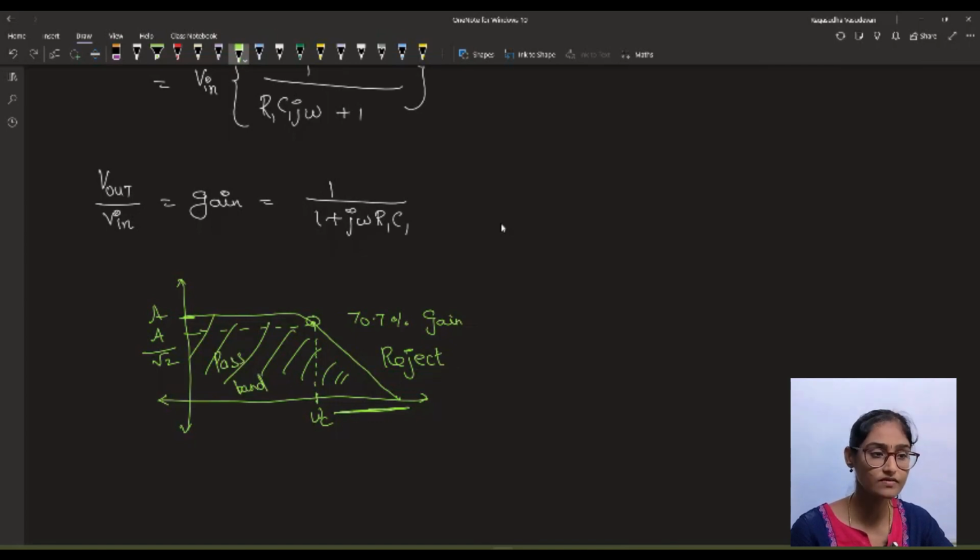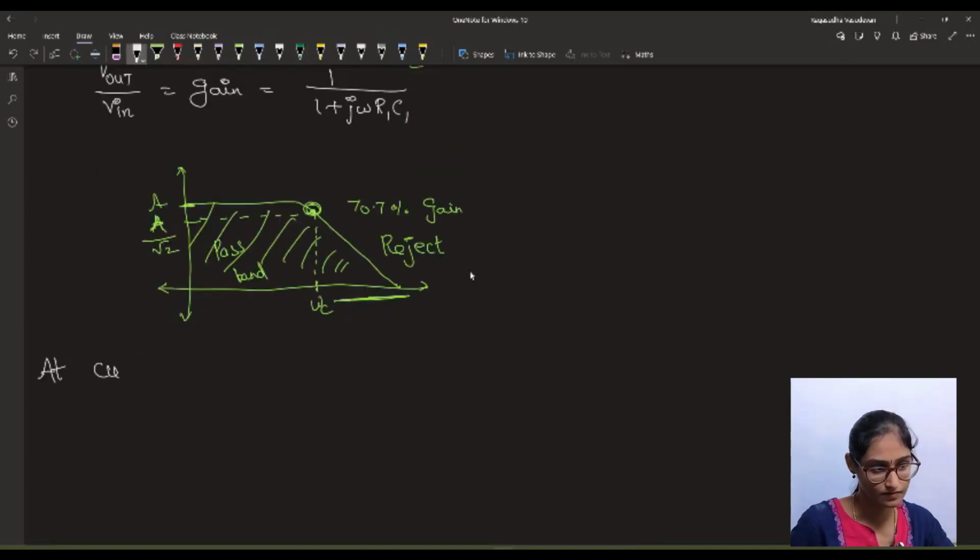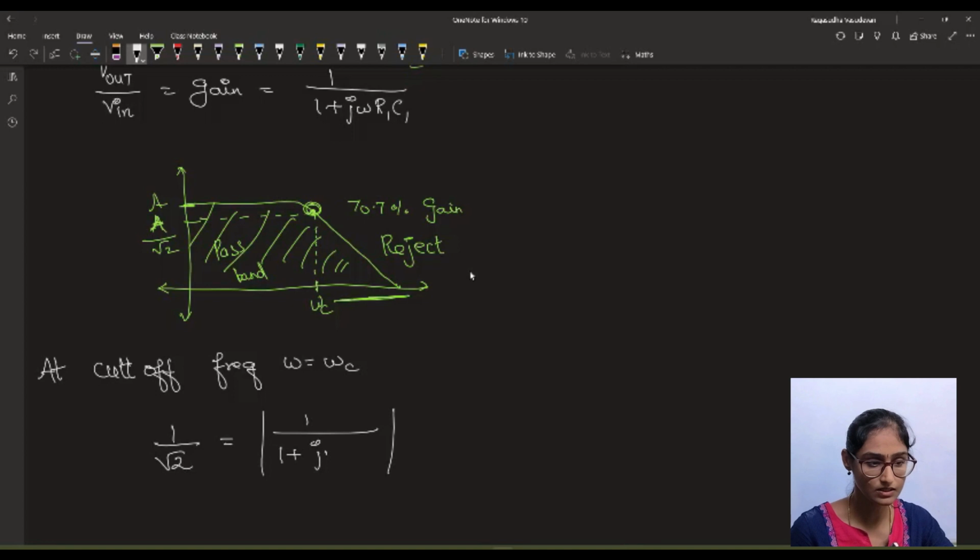Okay, so beyond this gain, this will be in the reject band, and this band of frequencies is the pass band. Okay, we know that at cutoff frequency, the gain is the total gain, that is the maximum gain divided by root 2. We are going to apply this concept into this equation. At cutoff frequency, the frequency will be omega c, and the gain will be the total gain divided by root 2. So 1 by root 2 will be 1 divided by 1 plus j omega r1 into c1.